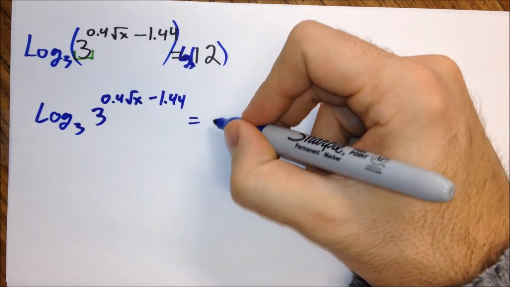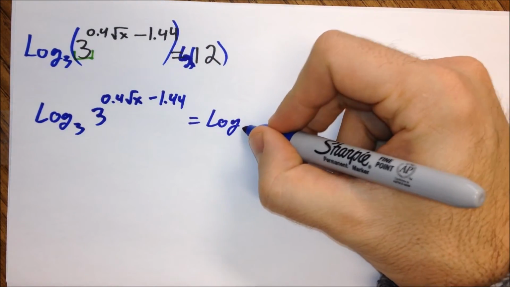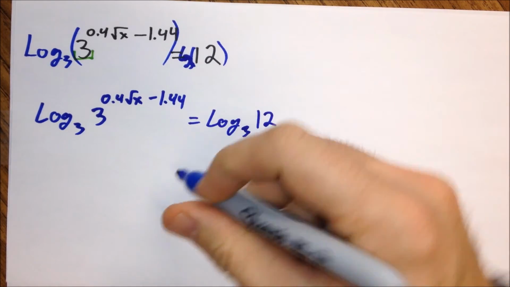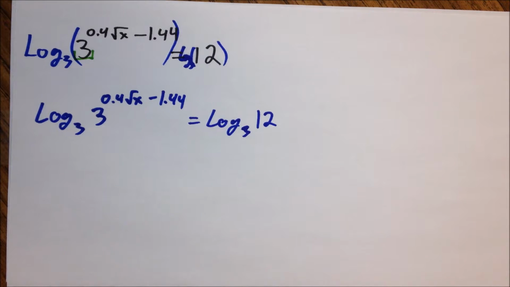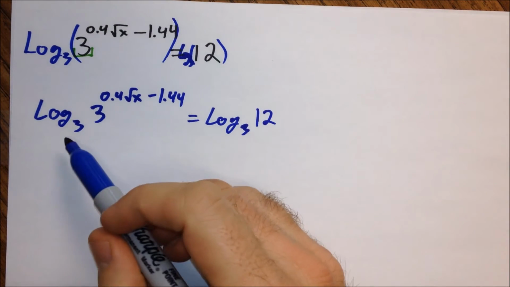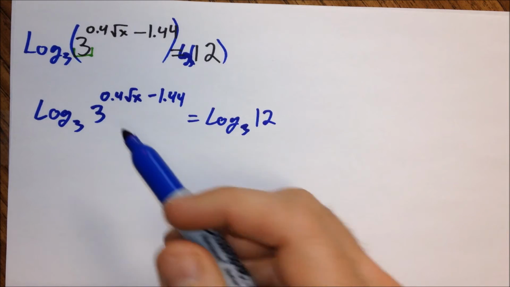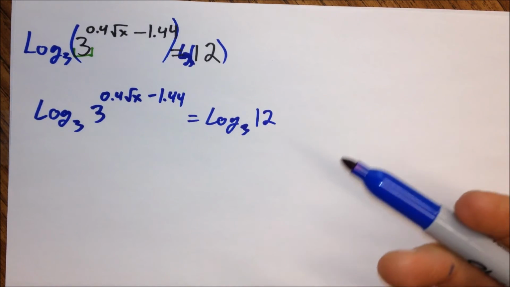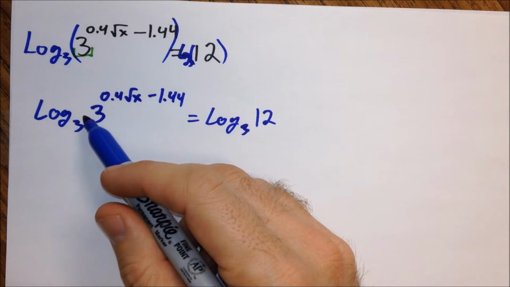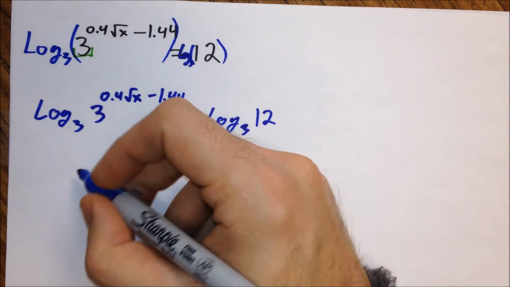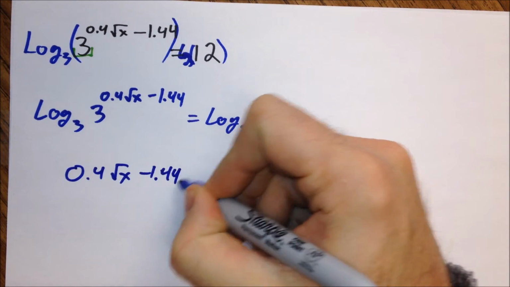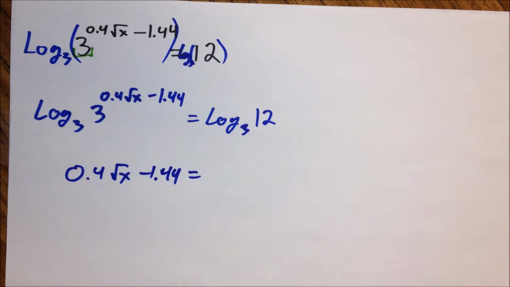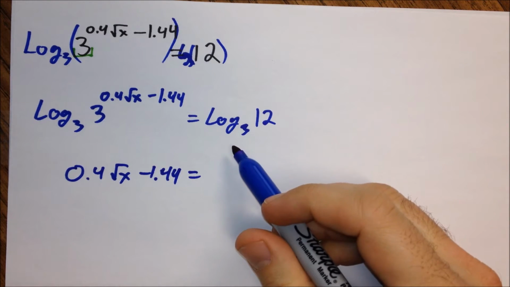So we take log base 3 of 3 to the 0.4 square root of x minus 1.44 equals log base 3 of 12. Now as I look on the left side, the reason I introduced the log is because exponentiation and logarithms are inverse operations. So this exponent and this log should undo each other, and we should be left with just 0.4 square root of x minus 1.44 is equal to log base 3 of 12. It's perfectly fine and valid to just leave this as log base 3 of 12.